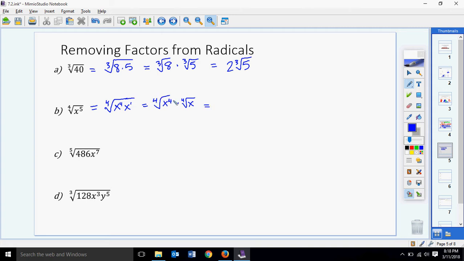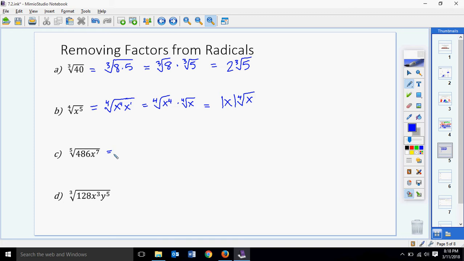A 4th root and a power of 4 would cancel. Remember, they're even and they're the same number, so I want the absolute value of x. And there is no 4th root of x to the 4th, so I'm going to multiply it next to it.